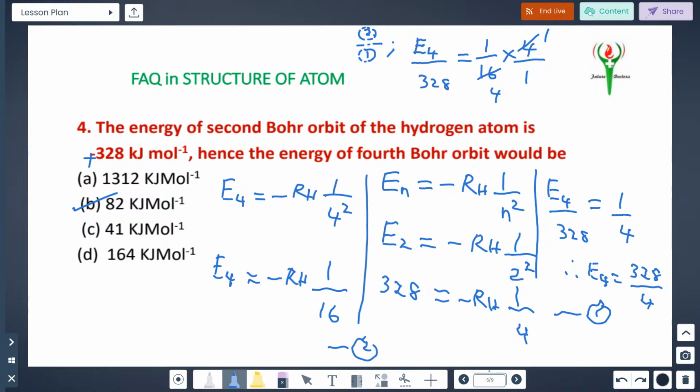Understood? Okay. This is the formula. In both the equations we have RH, and in both the equations we have minus. So minus and RH will be cancelled. We can get the answer. Understood? Okay. Now see the next sum.